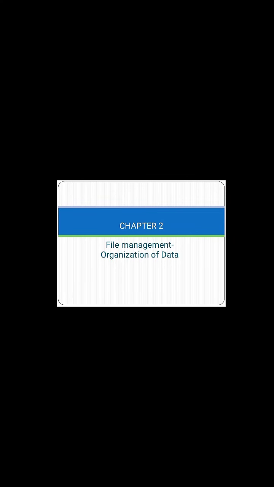Chapter 2, File Management, Organization of Data. Let us start with the introduction. Any picture, document or presentation created on a computer is called a file. And what is a folder? A folder is a way to organize computer files. It is a storage space where many files can be grouped together to organize them better. The hard disk present in every computer is divided into different partitions called drives. These are the computer drives.